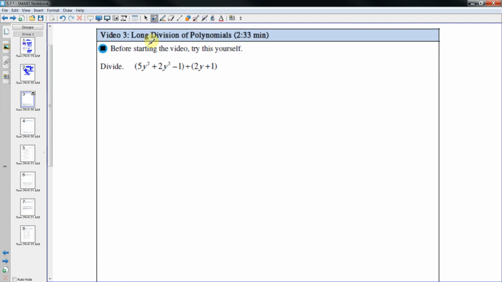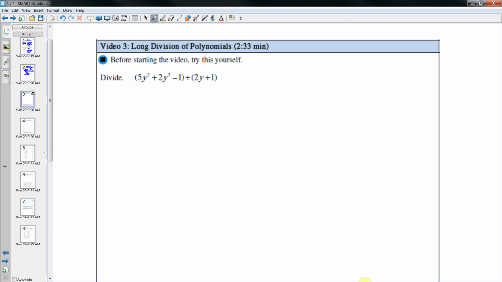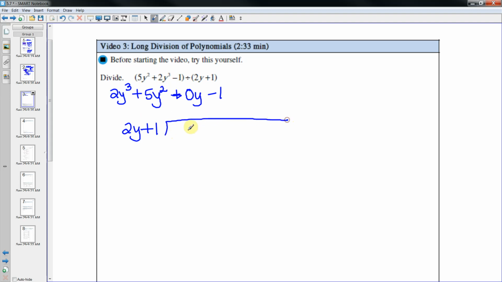Okay, so let's do this one. We've got 2y plus 1, that's what we're dividing by. But remember, we have to have descending order, so this is 2y cubed plus 5y squared. I'm missing a y term again, and then I've got the negative y. Be very careful with that in case they try to throw you in one that is not in descending order. You need to put it in descending order. So I'm going to have 2y plus 1 divided into 2y cubed plus 5y squared plus 0y minus 1.